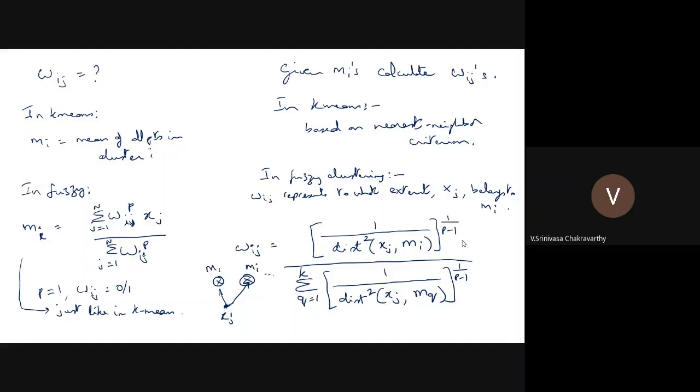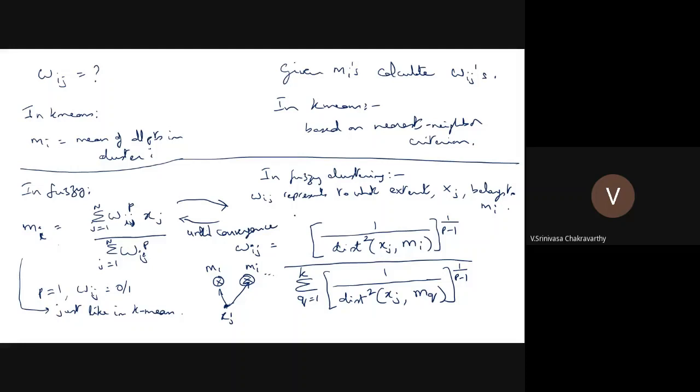So given some data and some random initial w's, you do two things. In fuzzy clustering, first you take the random initial w's, calculate the mi's, and then take those mi's and calculate the w's, and you do this back and forth, from here to here and here to here, until convergence. So that is how it works.